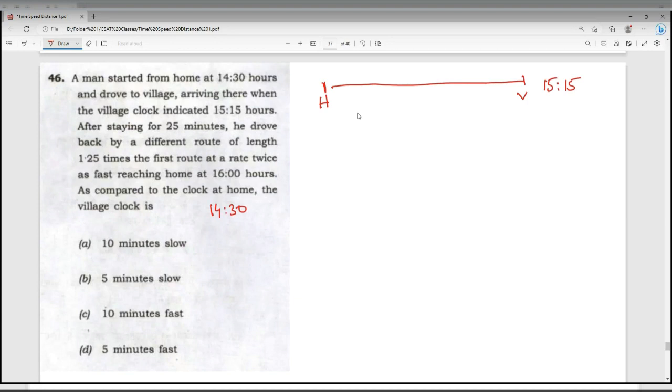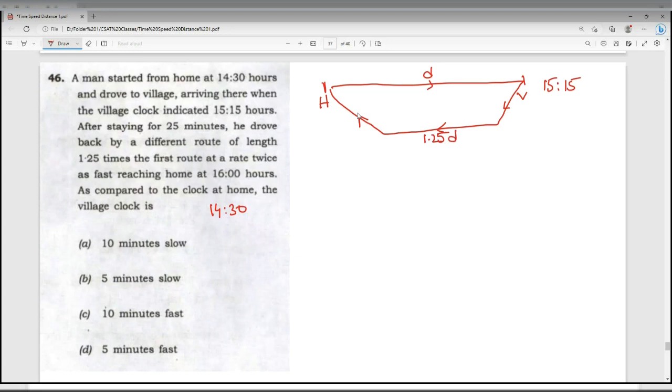And he drives back again by a different route. So this is one route that he has come, but this time he takes another route to reach home. If this is D, then they are saying that the different route is 1.25 times the first route. So let the length of the first route be D, and then the new distance would be 1.25D.